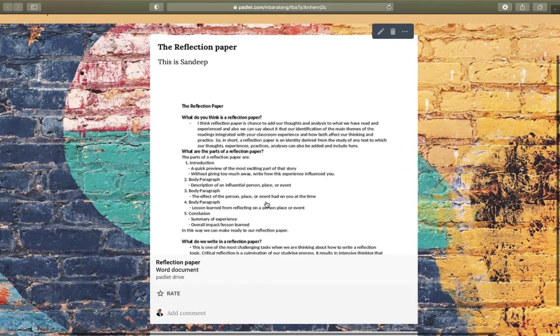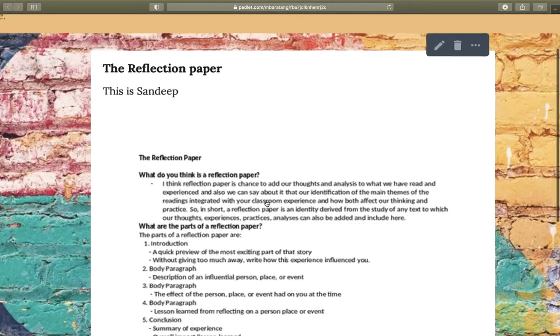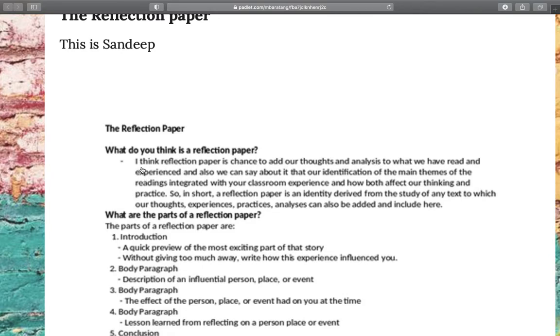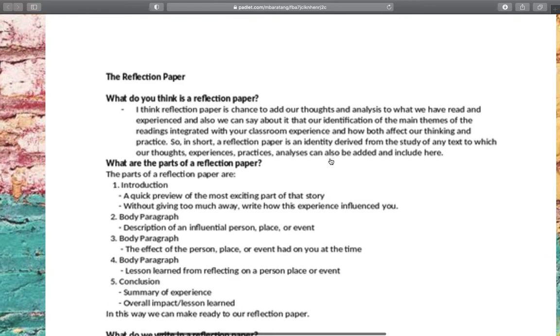So let's talk about what you have written down. So, what is a reflection paper? I'm going to read your answers. I think a reflection paper is a chance to add our thoughts and analysis to what we have read and experienced. And also, we can say that it is our identification of the main themes of the readings. Okay, that's pretty long. Anyway, I like this thought. You're trying to add your thoughts and analysis. So there's some sort of analysis. When you reflect on something, you analyze it, right? And it's not only on what you have read but also experienced.